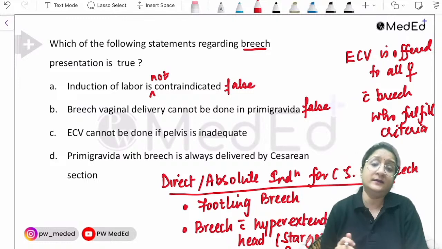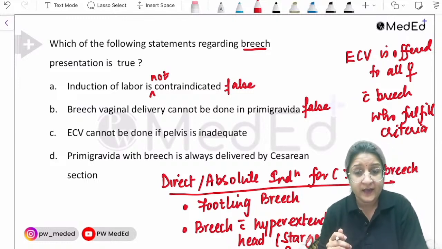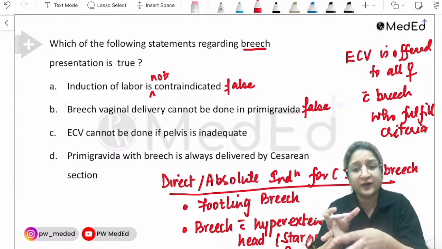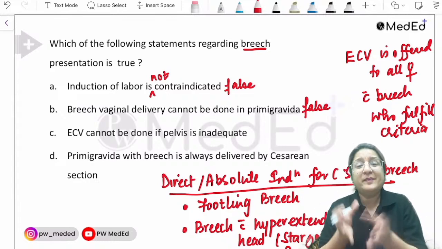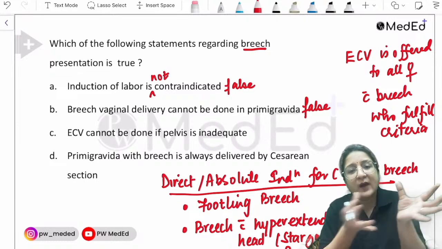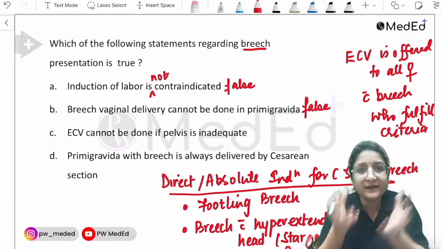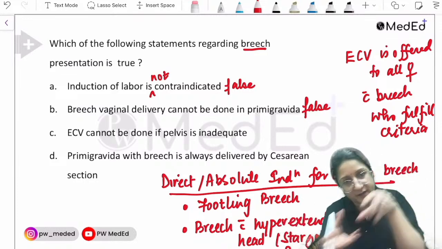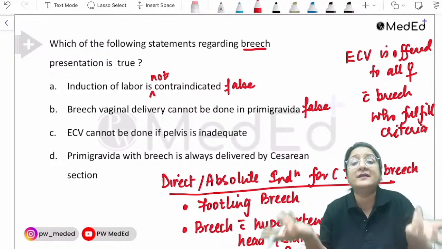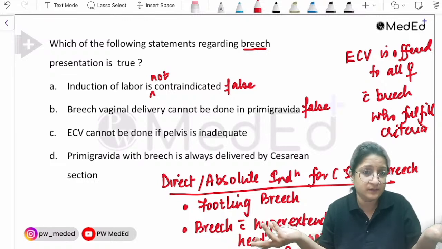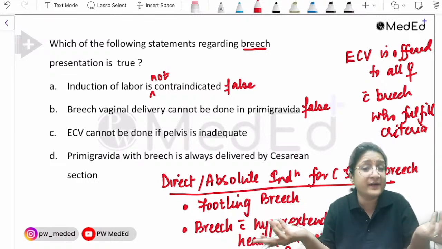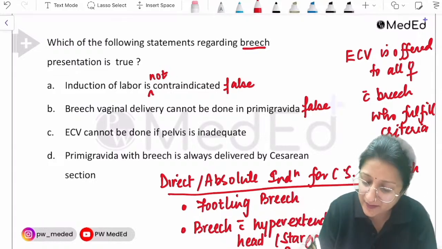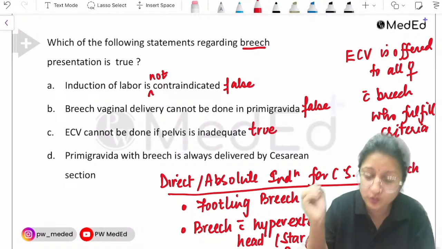ECV cannot be done if pelvis is inadequate. See, when we do external cephalic version, we make the breech back to cephalic. So the pelvis should be adequate, because why are we doing external cephalic version? So that vaginal delivery can happen. Because we made it cephalic, now cephalic vaginal delivery will happen. But if pelvis is inadequate, then how can we do external cephalic version? So external cephalic version cannot be done if pelvis is inadequate. That is a true statement.